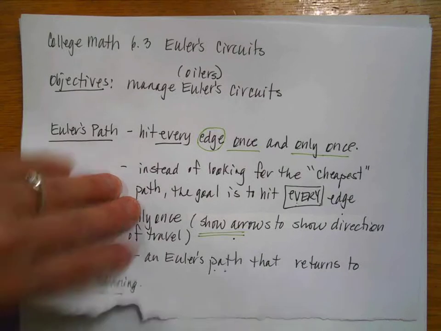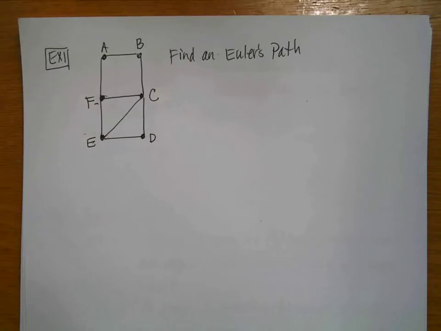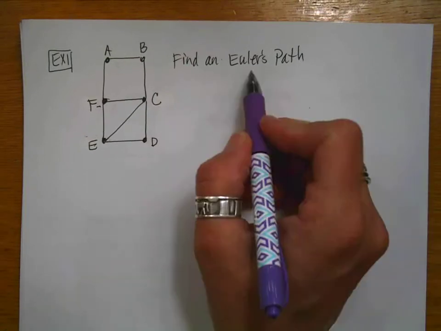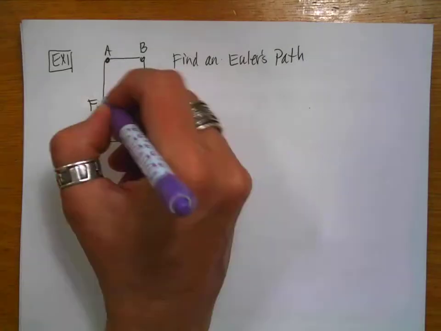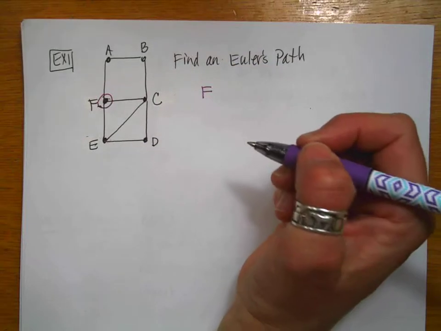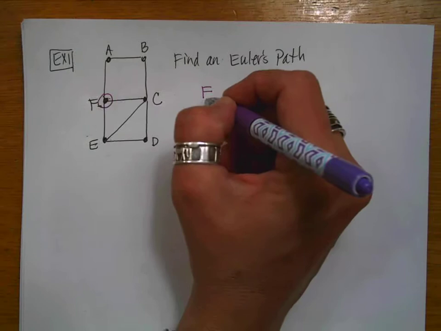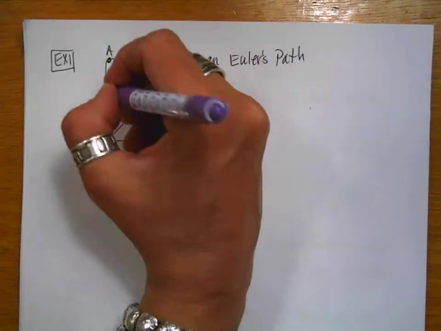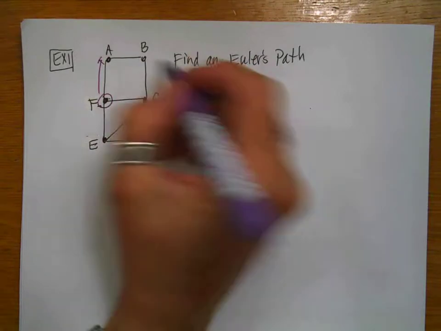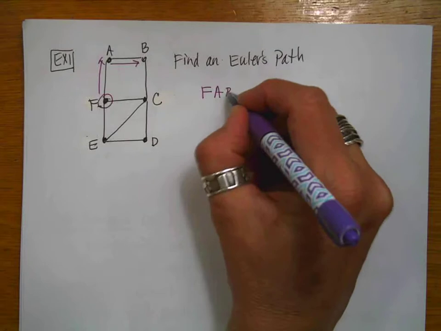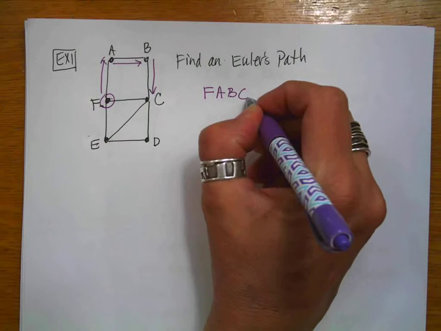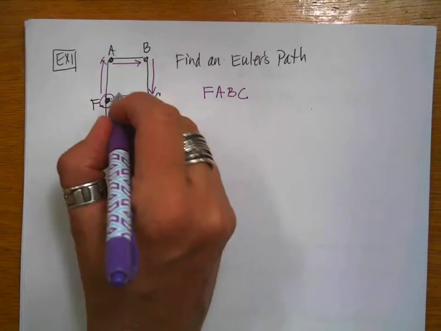So let's do our first example. Okay, so we're going to have a nice little graph, and we want to find an Euler's path. I'm going to start at F, and I'm going to write F down because that's my first letter, and it's important to write it down because then you don't have to go back and try to remember what you did. So then I'm going to go to A, and remember a path means I have to touch every single edge, and then I'm going to go to B, and then I'm going to go to C, and then my next stop is I'm going to go back to F.